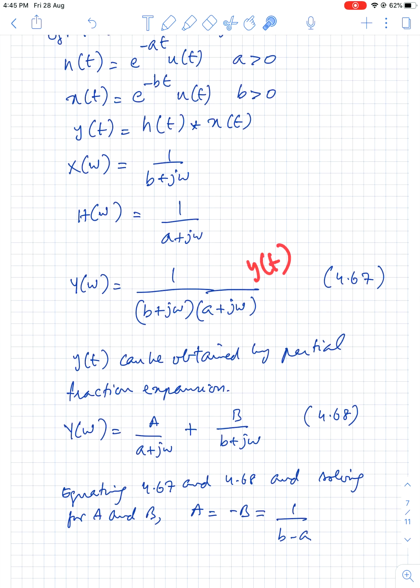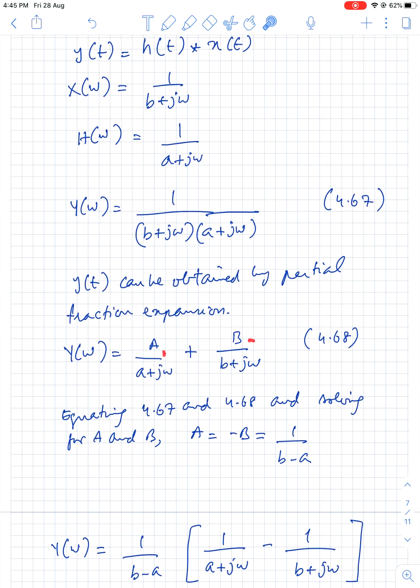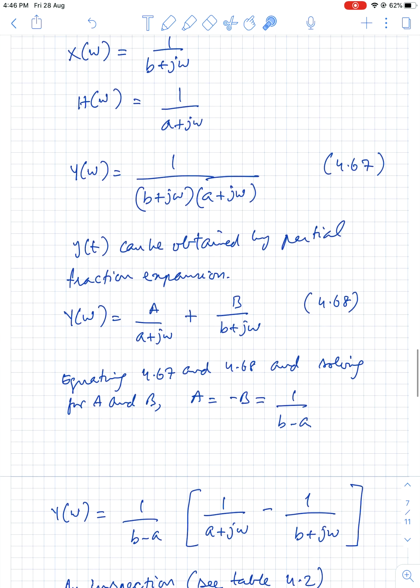We need to find the inverse Fourier transform. For this, when you have this kind of an expression, one way is to use a partial fraction expansion. We have done it here. You take two variables a, b, and then you have to find the values of a, b such that this is equivalent to this. One way to do this is to multiply with the complex conjugates and equate the LHS and the RHS. If you do that, you will get a equal to minus b, which is 1 by b minus a, where a and b are these.